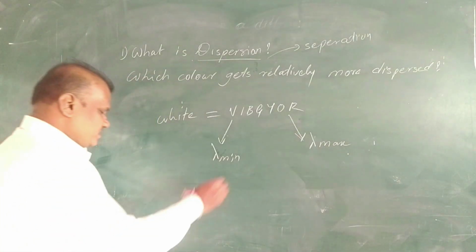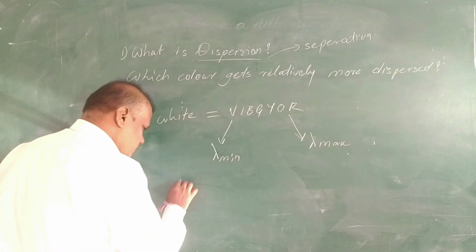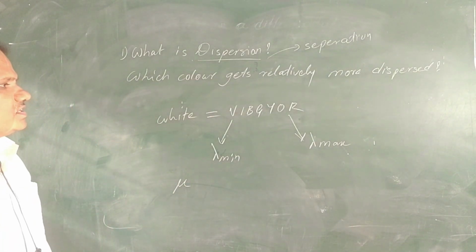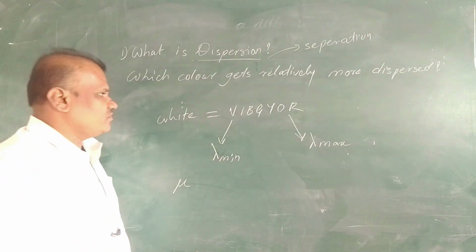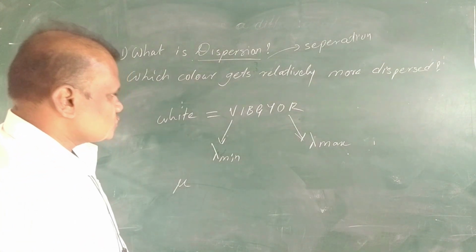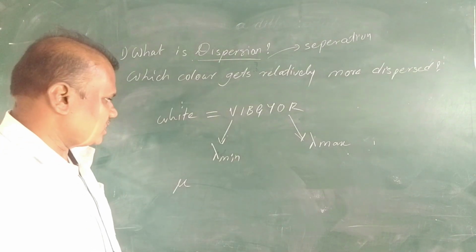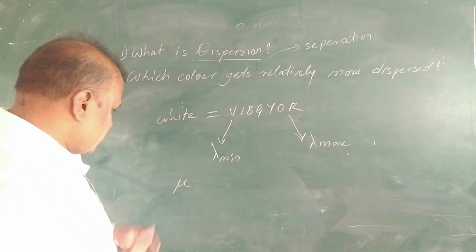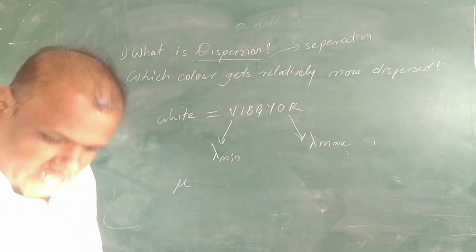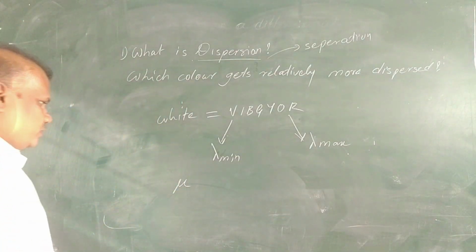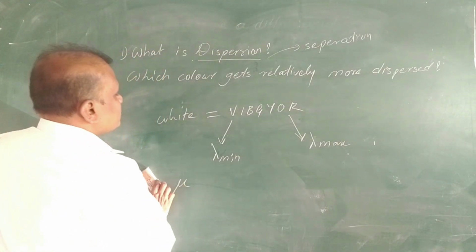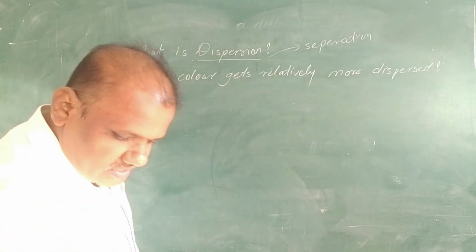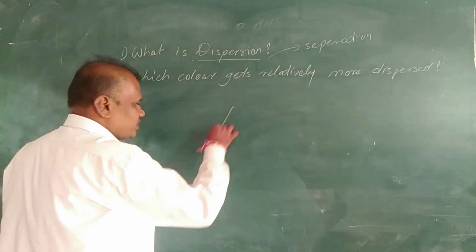At the same time, we are going to discuss the refractive index. Refractive index means whenever there is a propagation of an optical wave from one medium to another medium, there is a bending of the optical wave or optical ray, and that is described by refractive index. So dispersion means separating the white color into its individual colors. Here I am going to take a prism.